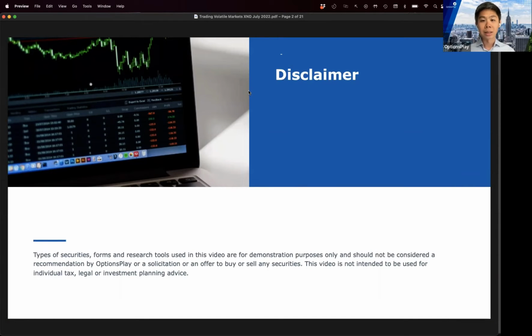So before we get started, what we are going to discuss here today is purely for education and demonstration purposes. It is not a solicitation or recommendation to buy or sell any of the specific securities that you're going to see here during today's session.